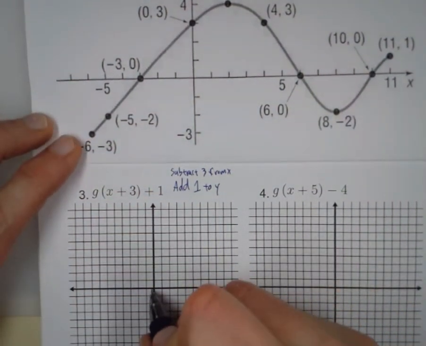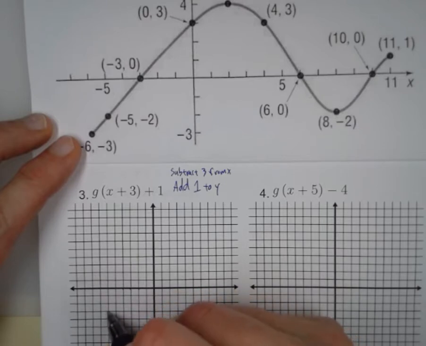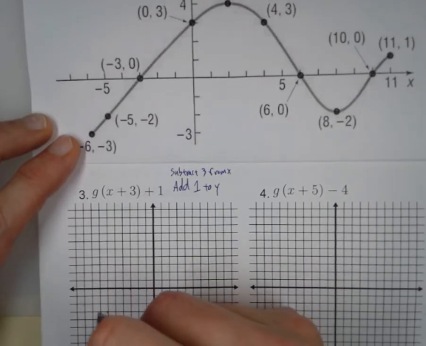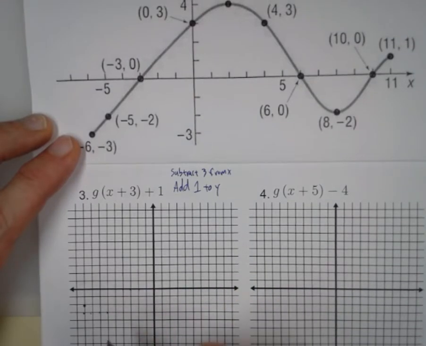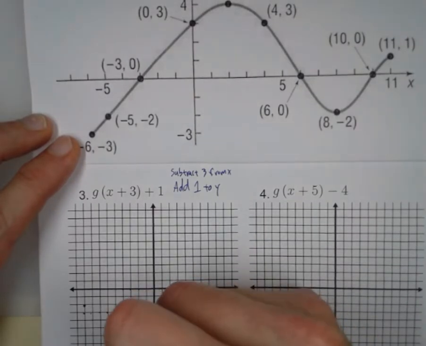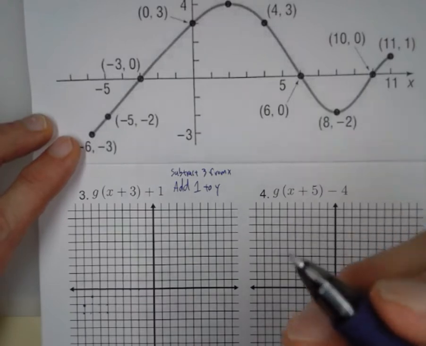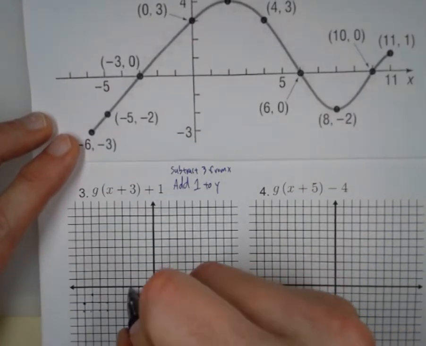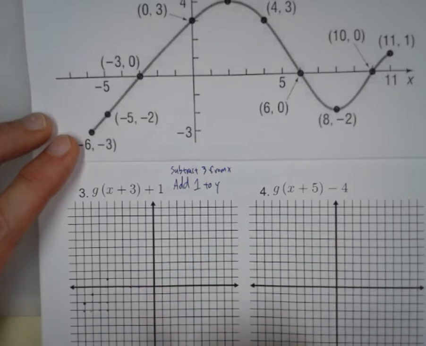So -6, -3, 2, 3, -3. So down here, we're going to subtract 3 from x, so it's going to go to the left 3 spaces, but we're going to go up 1. That's what we do when we add 1 to the y value. So over here, we go 1, 2, 3, and up 1. Then we have 3, 0. We go 1, 2, 3 over and up 1.